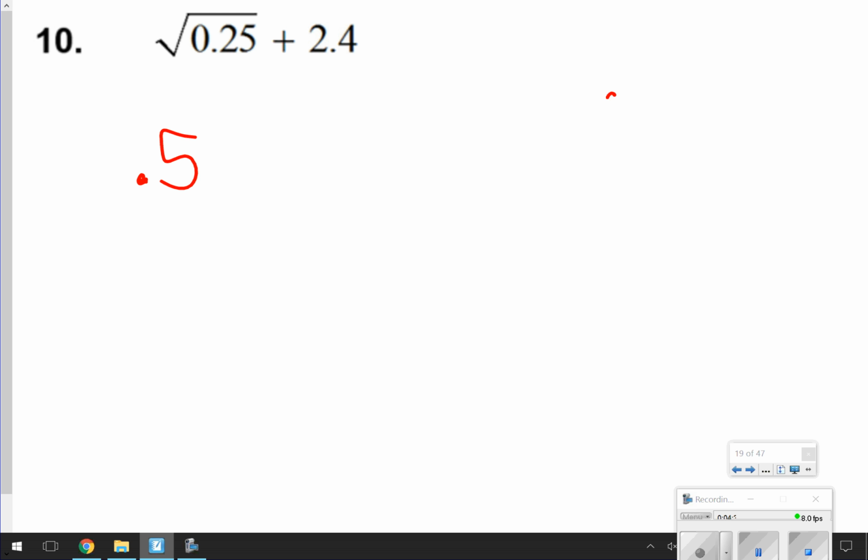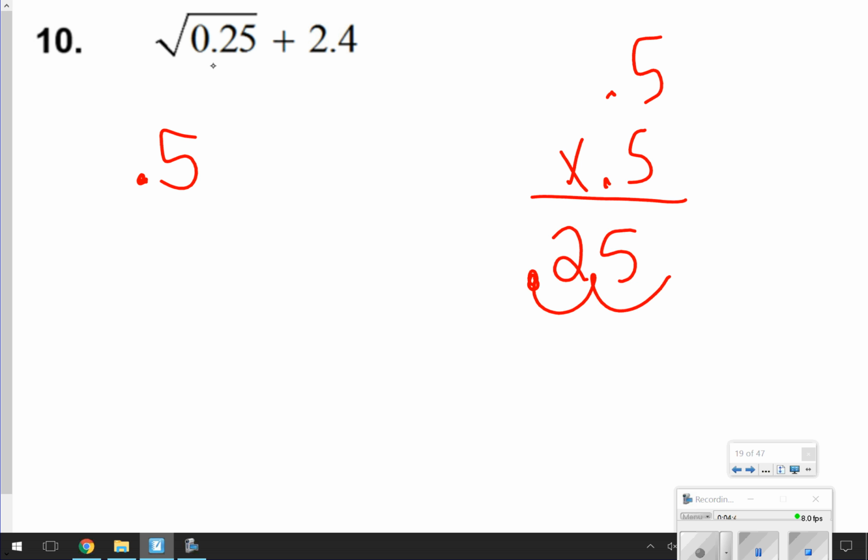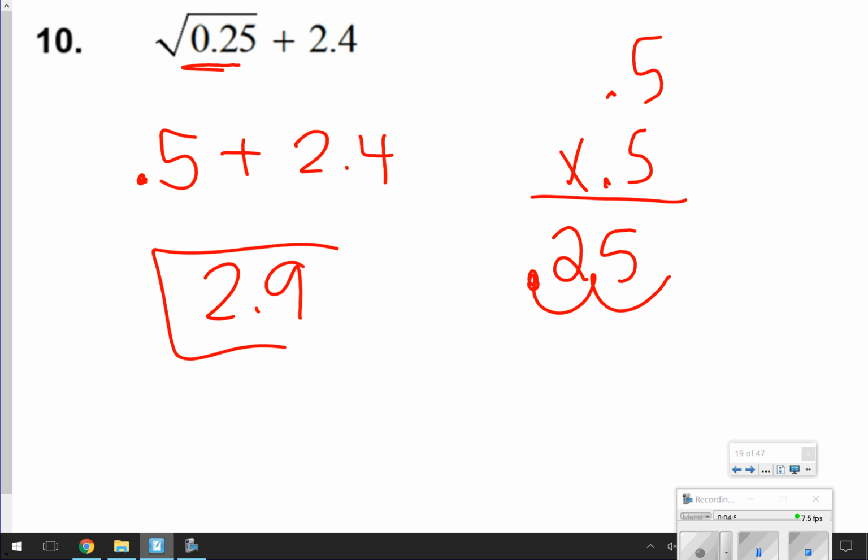If you go and check 0.5 times 0.5, that's going to be 25 with 2 decimal movements, and that's what we got up here originally. So the square root of 0.25 is 0.5, and then we're just going to add that to 2.4, which gives us 2.9.